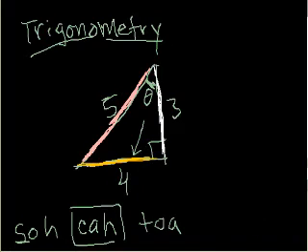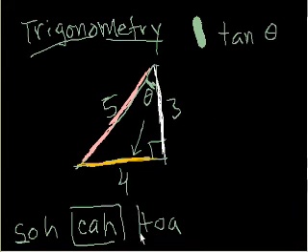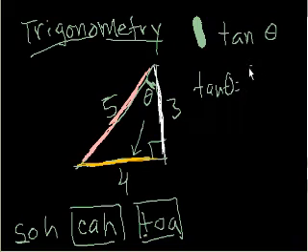Okay, one left, the TOA. So if you remember what I said a little while ago, we'll figure it out. What is the tan of theta, or the tangent of theta? Well, let's go back to our mnemonic. TOA, right? TOA is for tangent, or T for tangent. So it tells us that tangent is the opposite over the adjacent. So tan of theta is equal to opposite over adjacent.